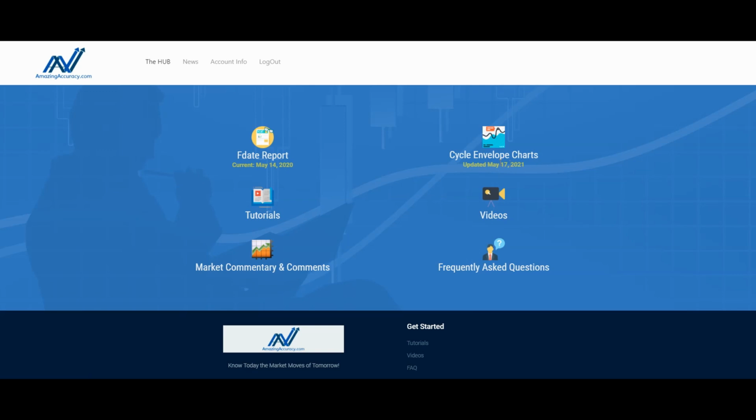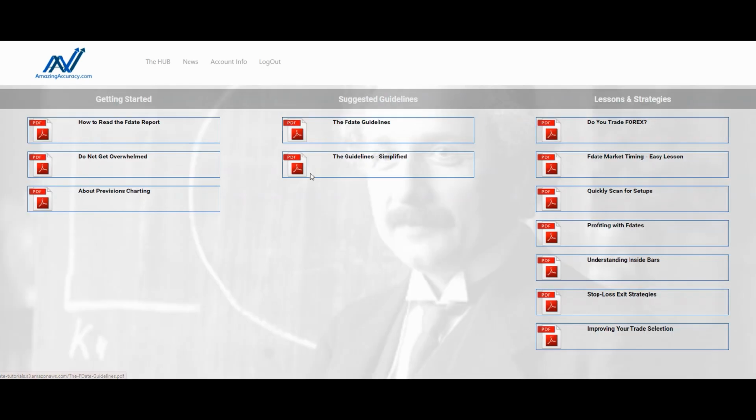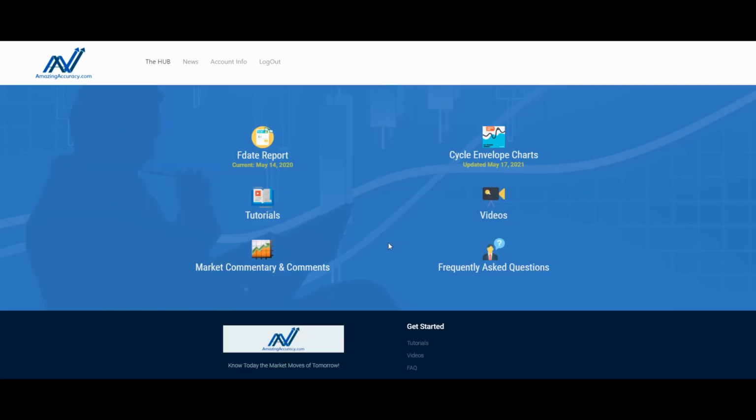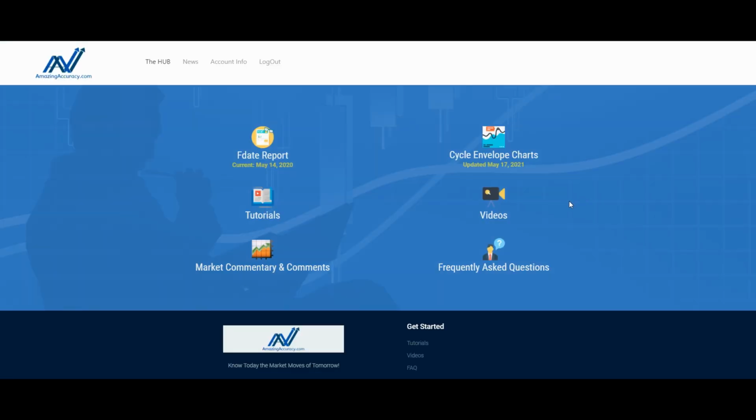Over here are the cycle envelopes. I am going to pull that up in a second, but I'm going to introduce you to a couple of things here because it's a rare look inside our membership. Here's the tutorials where you're going to find PDF files on various lessons and so forth that I provide. If I go too fast, you can always pause the video on your end. Over here are videos, again, lessons on how to use the site, what are F-Date turn dates, identifying trends, and so forth.